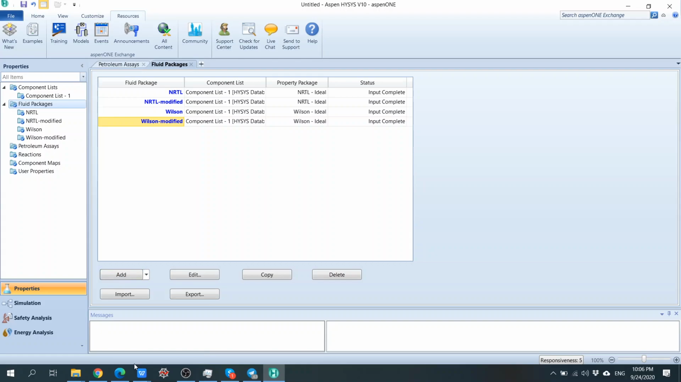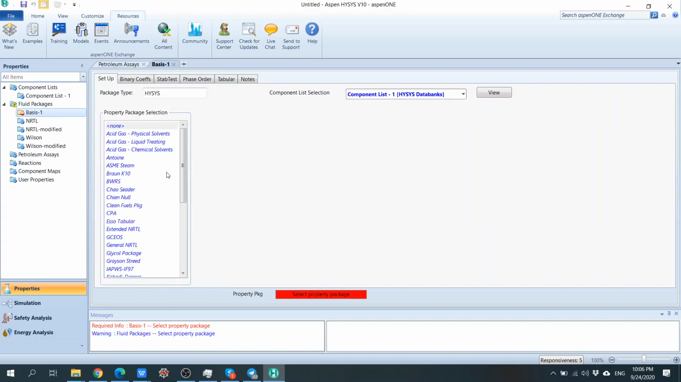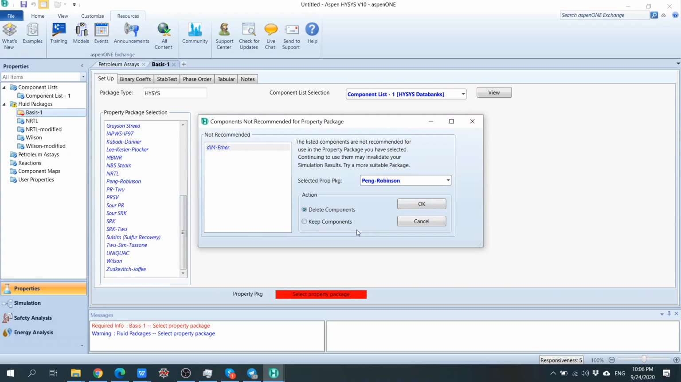Do you want to add more or no? I think this is enough, yeah. Or add one more, like Peng Robinson or something. Because it's not recommended when we use it. Peng Robinson cannot estimate this one, the dimethyl ether.